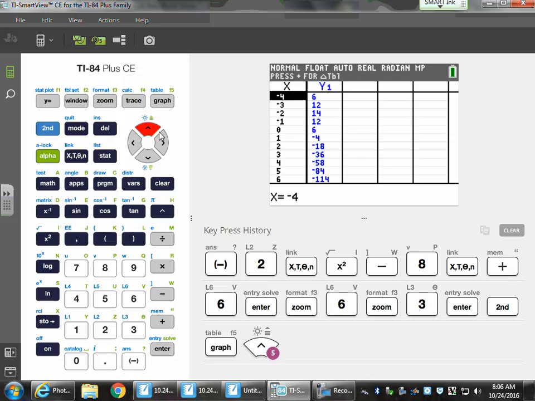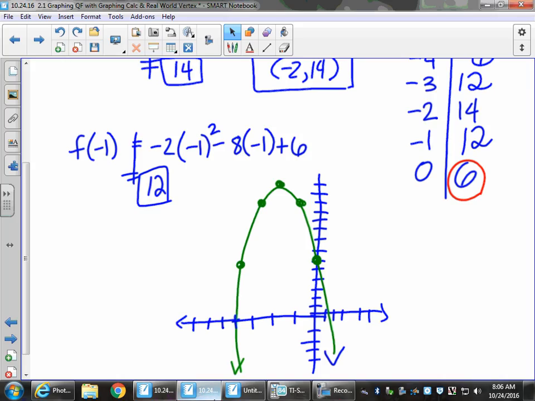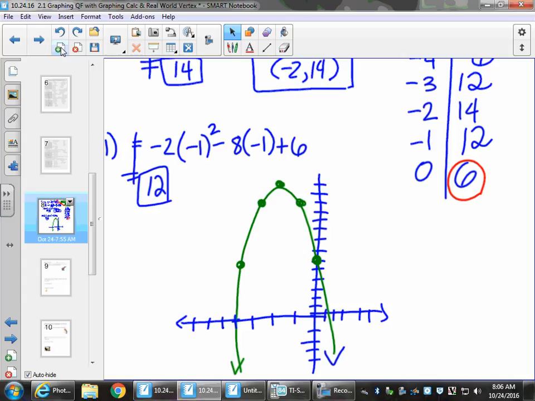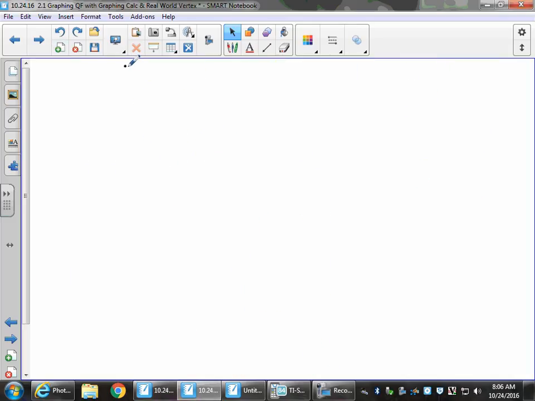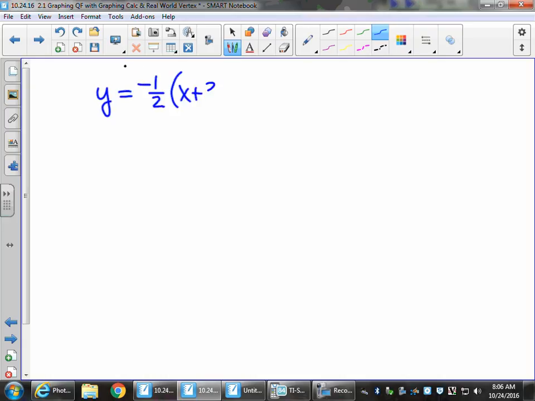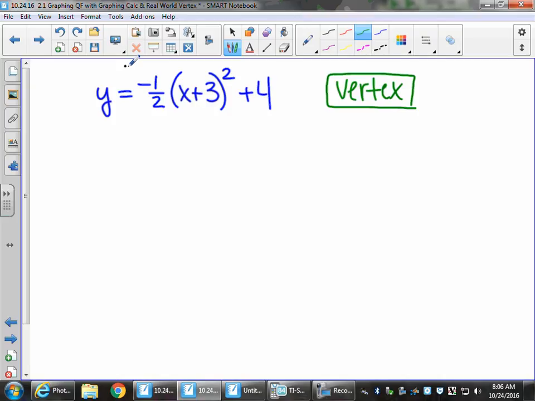All right, let's practice one more graph. y equals -1/2 times x plus 3 all squared plus 4. What form is this in? Vertex. How do you know? Yes. I clearly see I have x plus or minus a value, but really that's not as important because technically it could be x plus what if I didn't see a number?